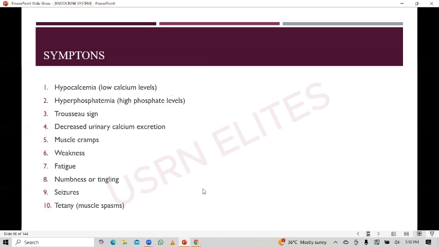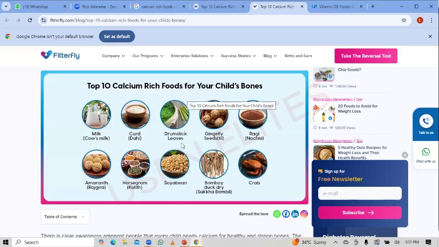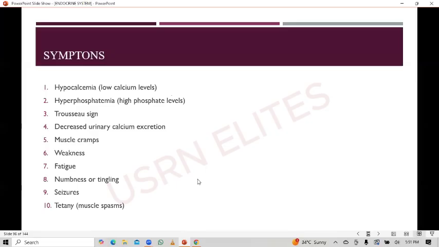Now, did I pronounce it well? Please, someone show the pronunciation. Is it Trousseau or how do I pronounce it? Chvostek sign. I remember my teacher said just remember the Trousseau sign. The other one is not there, but you should know that it's part of the signs of hypocalcemia.